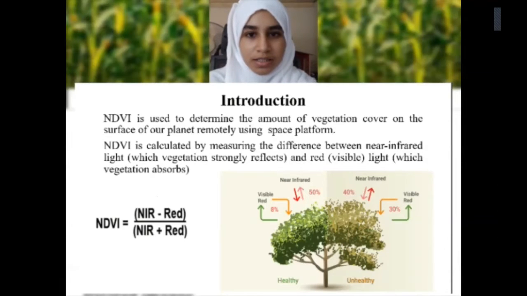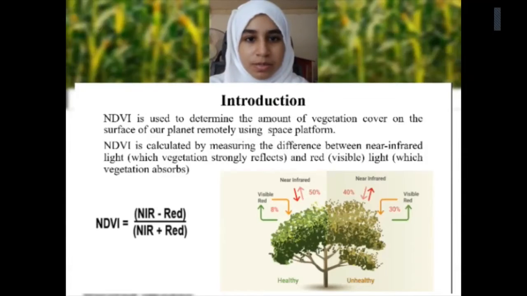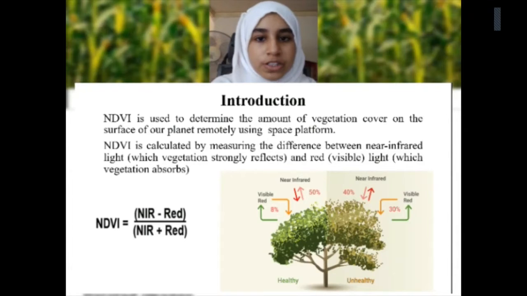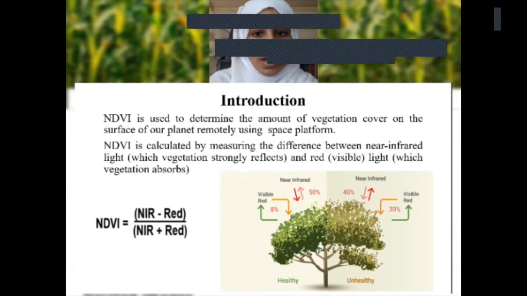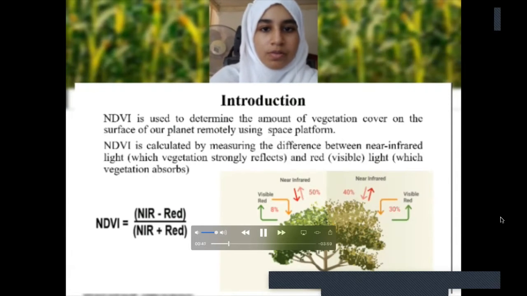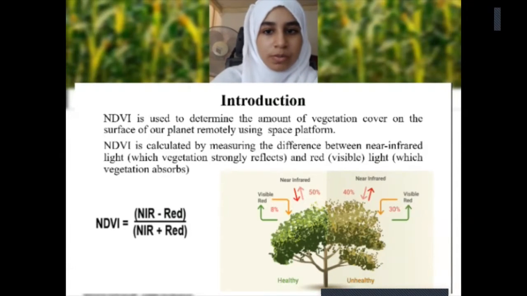NDVI stands for Normalized Difference Vegetation Index. It is a graphical indicator that can be used to determine the amount of vegetation cover on the surface of the Earth remotely using a space platform. It is important to determine vegetation cover on the Earth's surface because any changes in vegetation cover affect our health, economy, and environment. NDVI quantifies vegetation by measuring the difference between near-infrared, which plants strongly reflect, and red visible light, which plants absorb. NDVI is calculated by this formula.